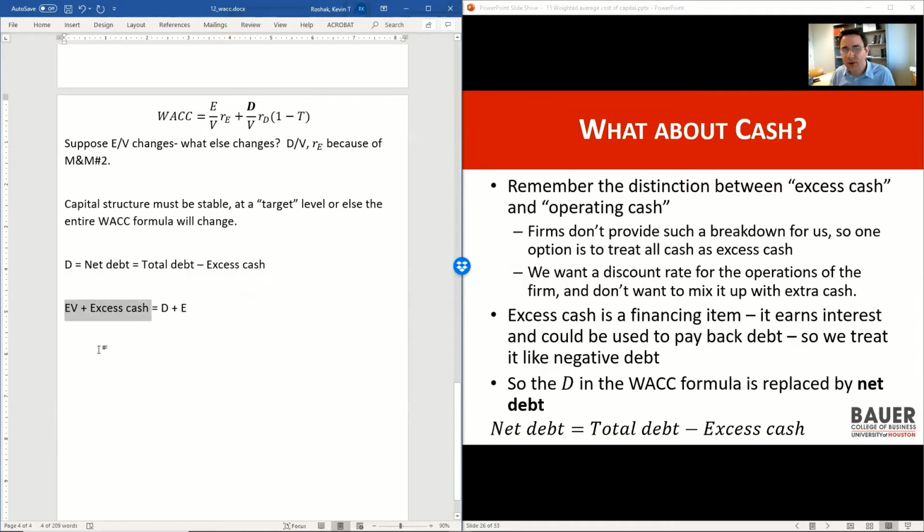But we don't care about the cash. We're not going to be discounting our cash. We just want to have a discount rate for our operations. That's what the WACC is doing. We need a WACC to discount the free cash flows. We don't care about the cash. So what we want is to separate the enterprise value by itself. What we have left is debt minus excess cash plus the equity. So you take the weighted average of these two things, net debt and equity, and that's going to give you the appropriate discount rate for your operations.